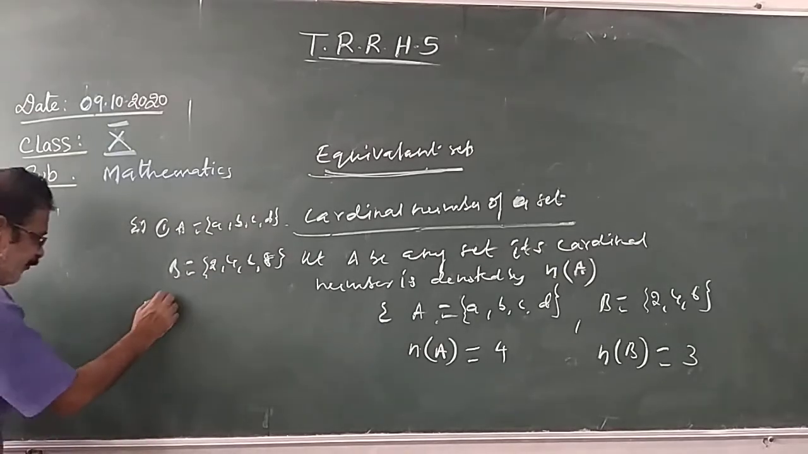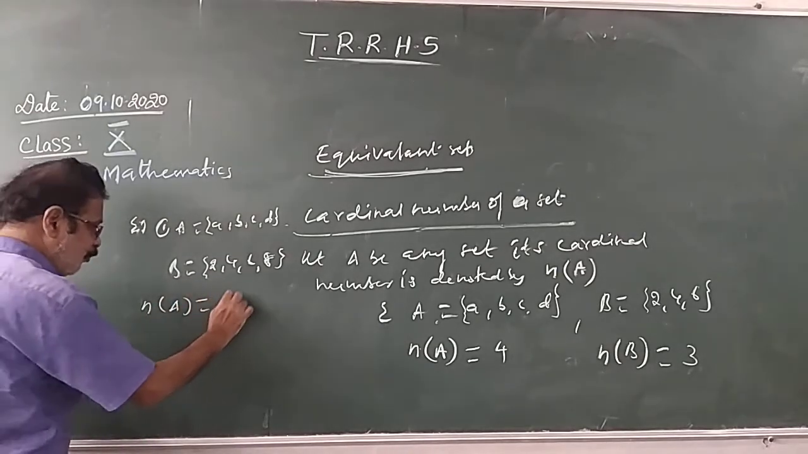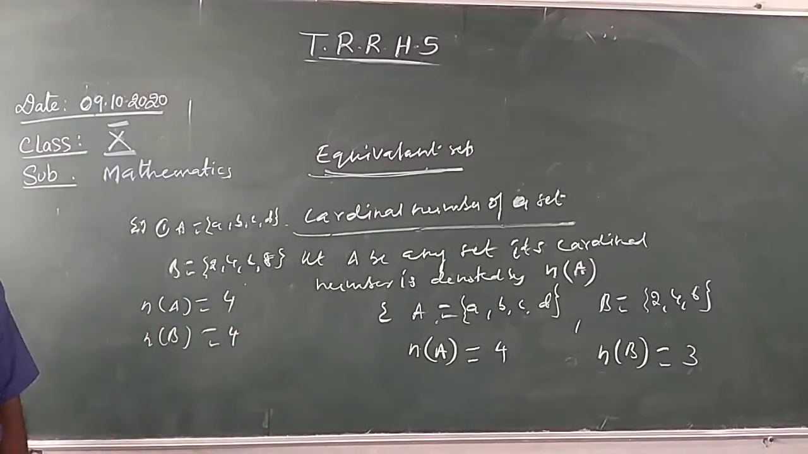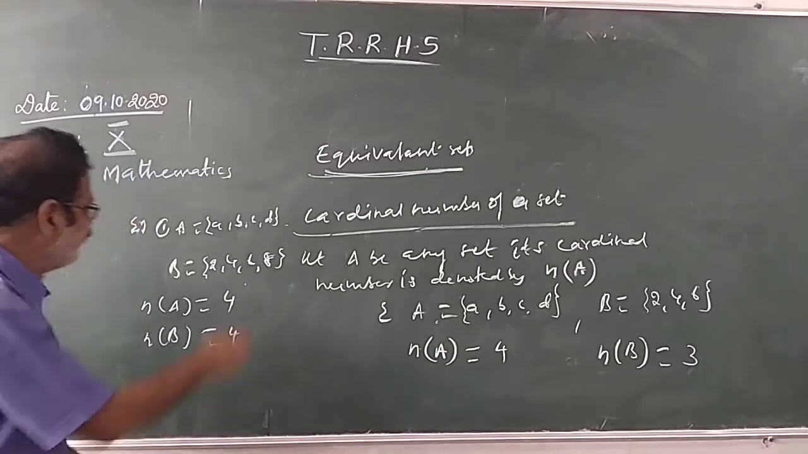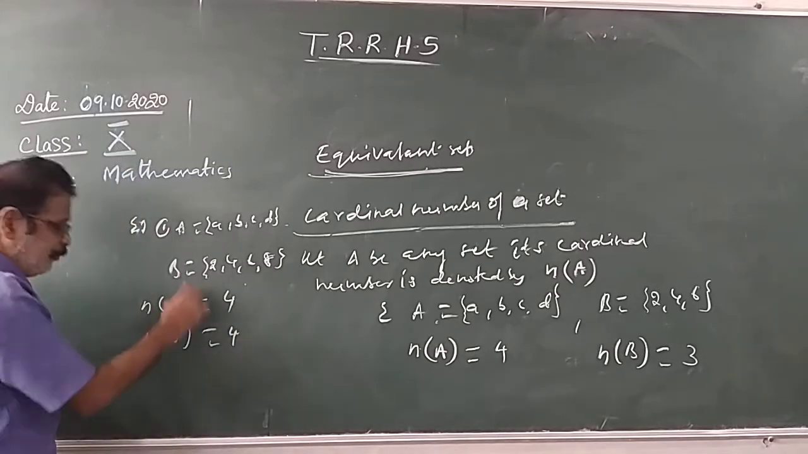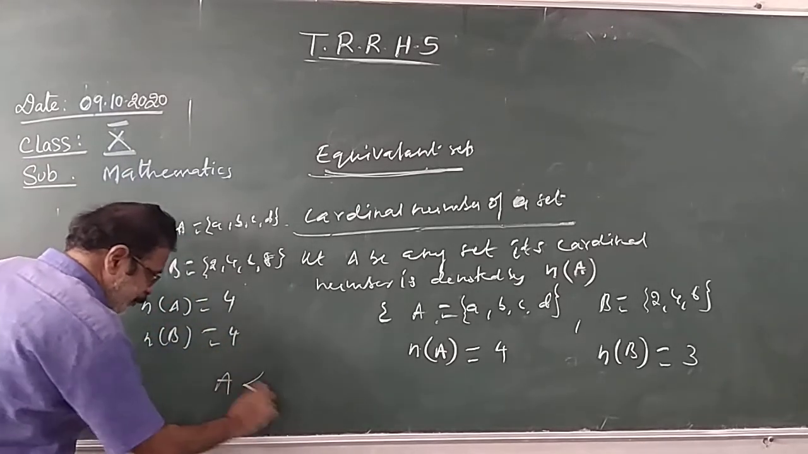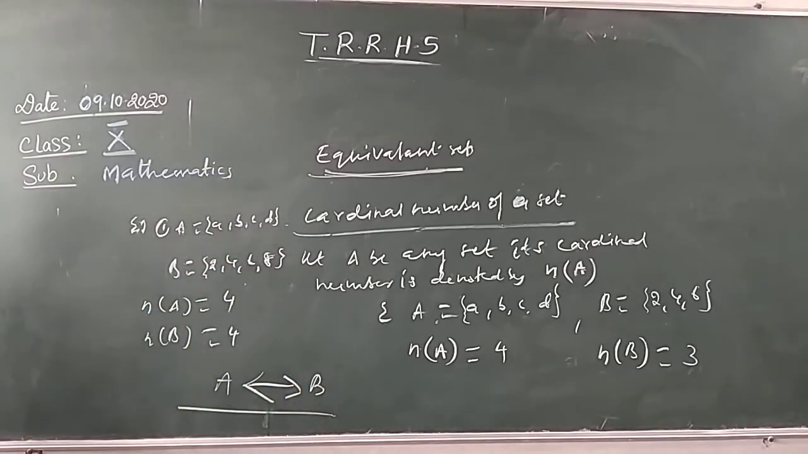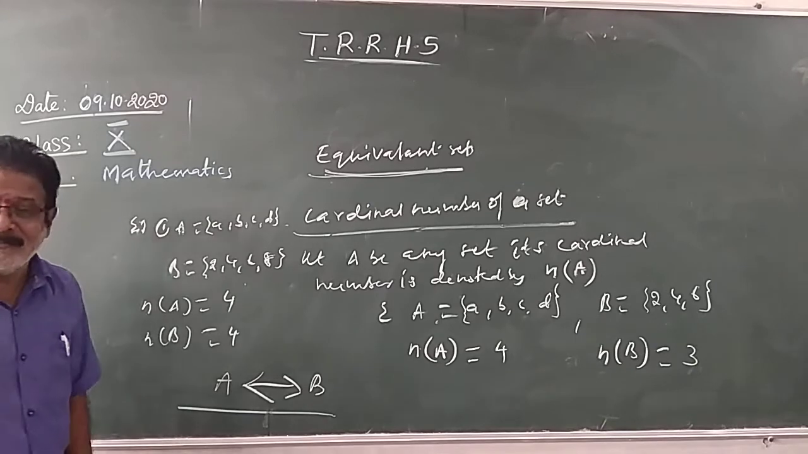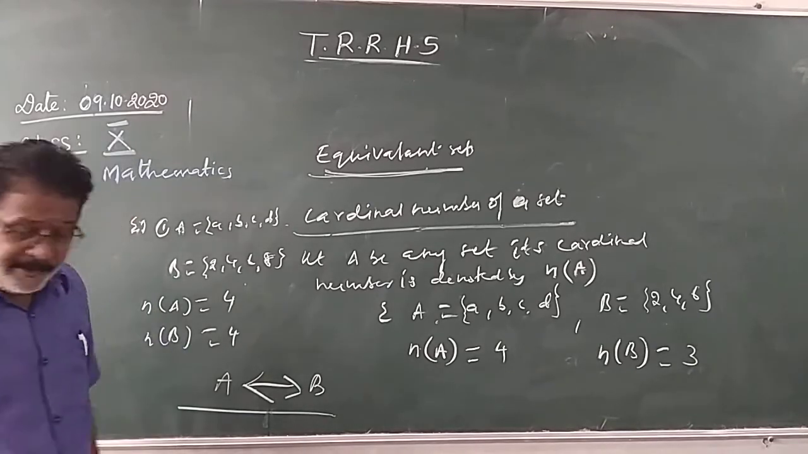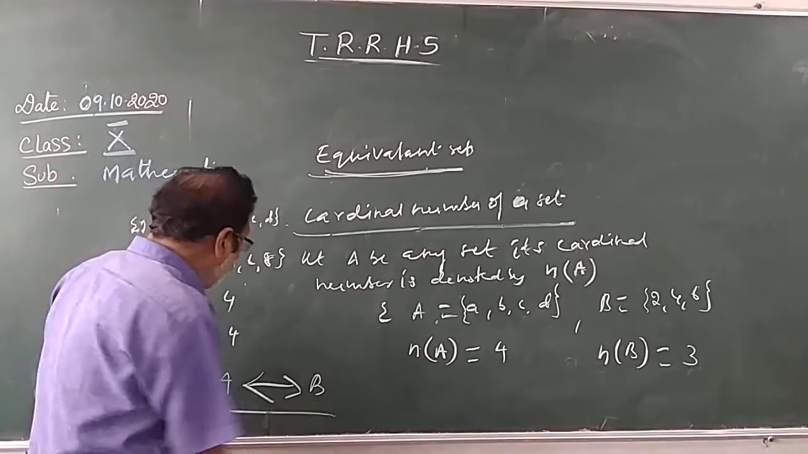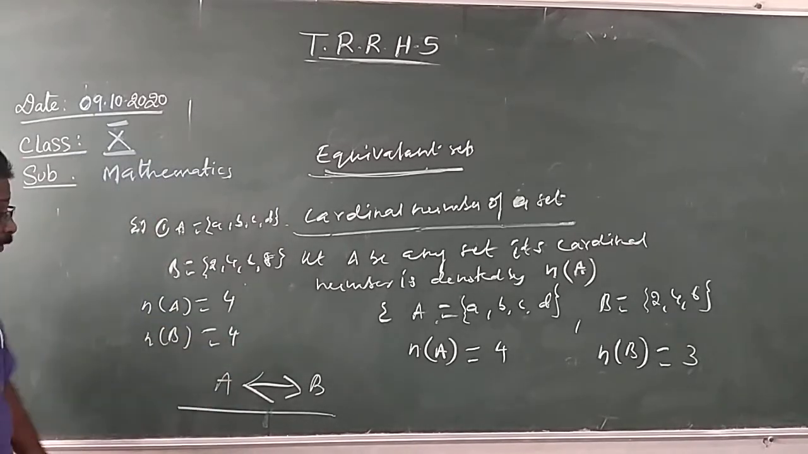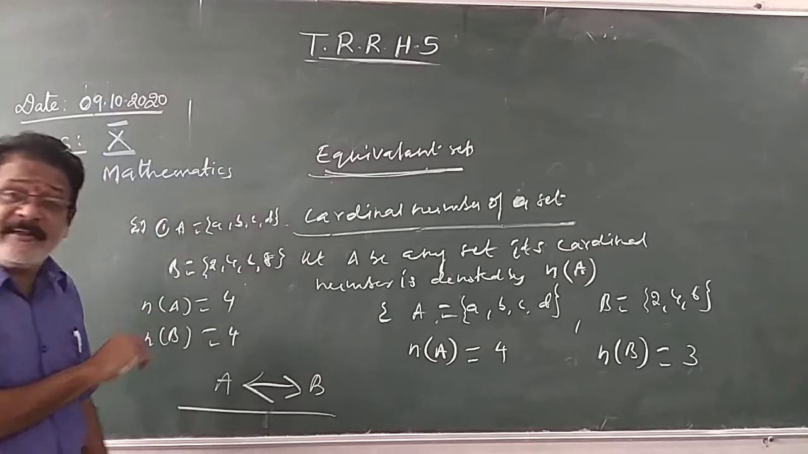Why? N of A equal to how much? 4. N of B also 4. Their cardinal number is same. If the cardinal number is same, then we can say A is equivalent to B. The A is equivalent to B is represented like this, with both sides marked. They need not be equal. All equal sets are equivalent, but every equivalent set is not equal.